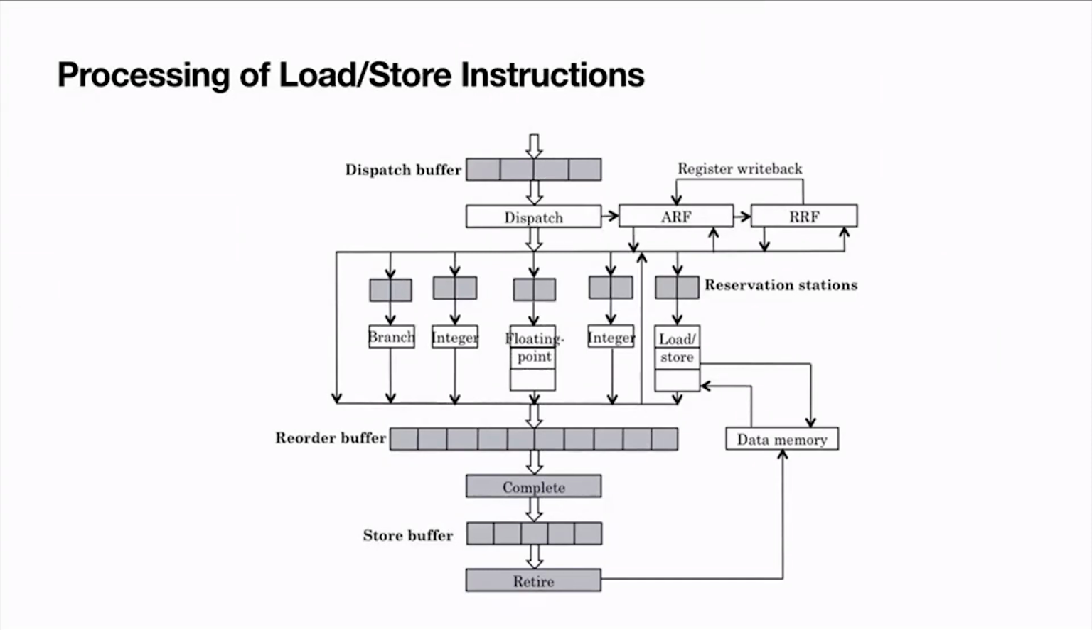Here, we know that the store operations in the complete stage will be writing to the store buffer, and in the retire stage we'll be writing the store value into the data memory. That is what is shown here: the complete to a store buffer and a retire to the data memory. That is what we do for a store operation. But for a load operation, when we say the load is completed, whatever value we read from the memory is sent to the destination register specified in the load instruction.